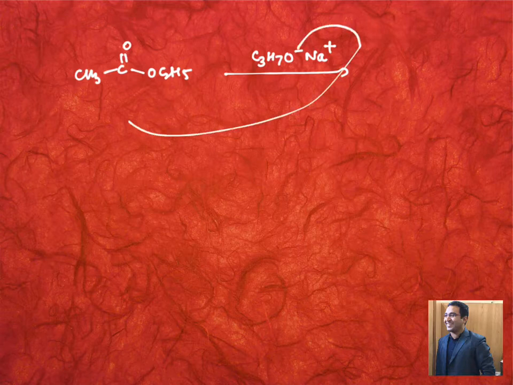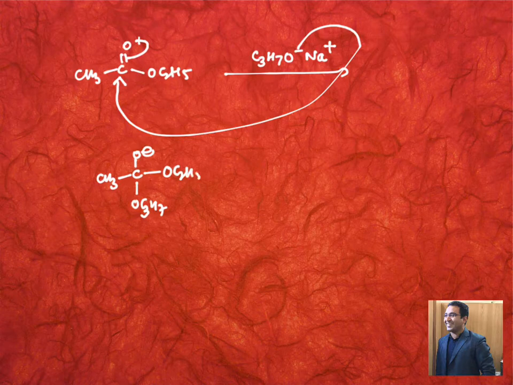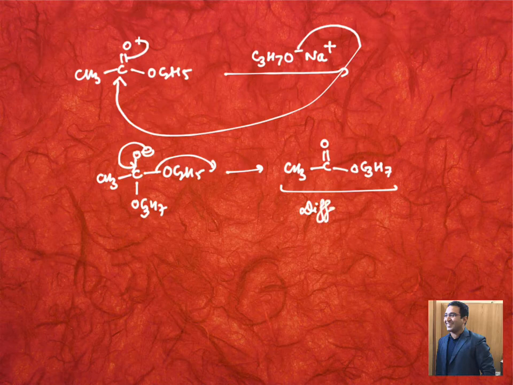If there is a possibility that C3H7O⁻ Na⁺ comes and forms CH3CO⁻, or we can say this is OC3H7, OC2H5, and forcibly OC2H5 is removed, can we get another ester? It is a different ester, it is not the same ester. So it's a different ester. Can I say it will start its own reaction in this process?